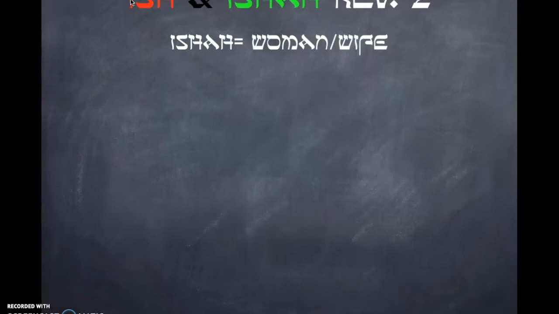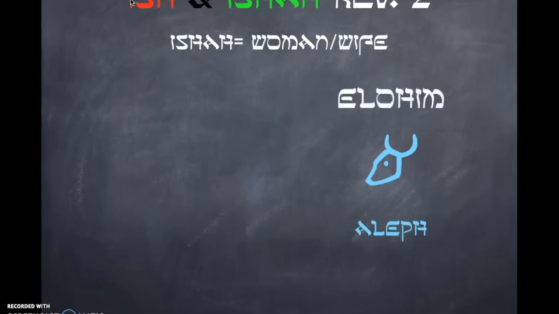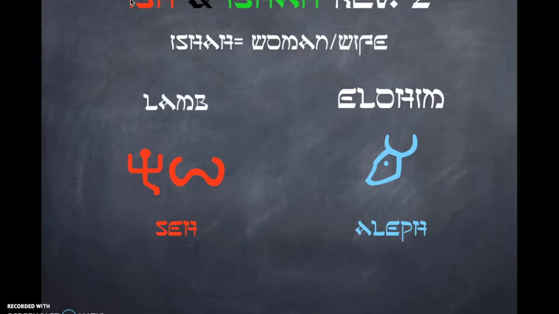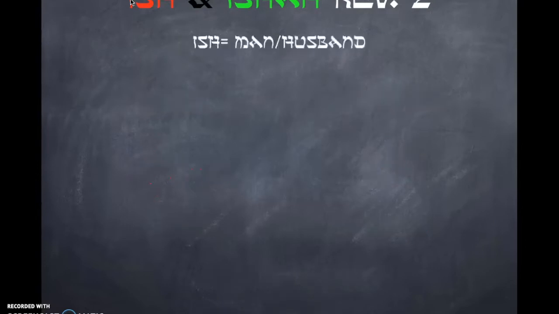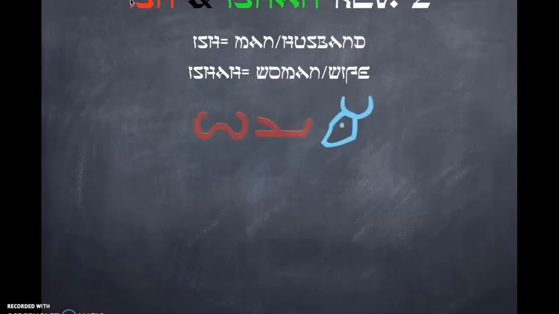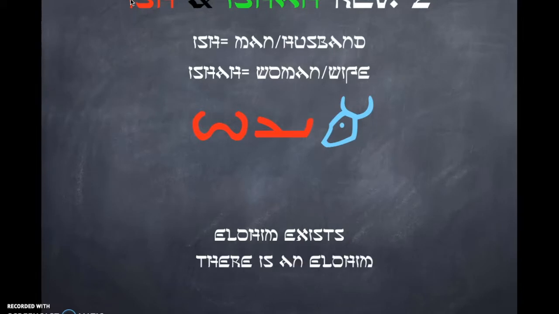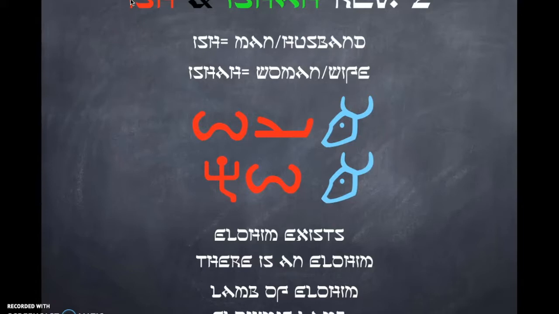Ishah, woman, wife, right? She also has Aleph. Aleph is Elohim. She has Sheen and Hey, or Sin and Hey, because in Hebrew you have Sheen, the SH sound, or you have Sin, the S sound. So you have Sin and Hey. That's the Hebrew word that spells Seh, and Seh means lamb. So that can mean Elohim's lamb or lamb of Elohim. So Ish, man, husband. Ishah, woman, wife. You see, it can mean Elohim exists, or there is an Elohim. That's Ish, Aleph, Sin, Hey. Ishah, lamb of Elohim, or Elohim's lamb.